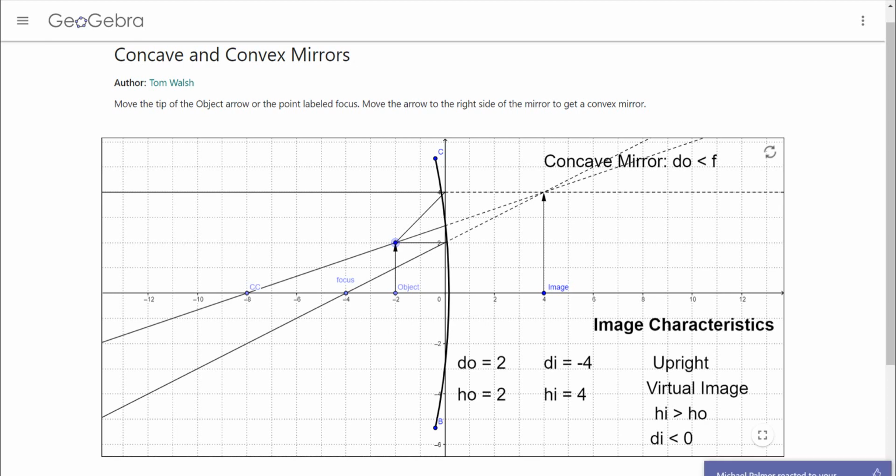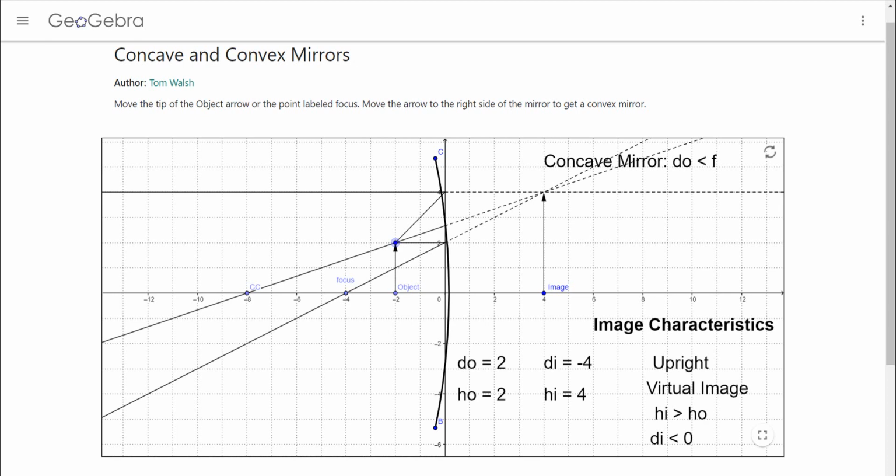You can't physically put a screen inside the mirror surface. You can't stick it physically into the shininess. So you can't project it on a screen because it's not real lines, but our brain interprets it as if it has come from behind. This image here you can describe. The image distance is actually farther than the object distance.